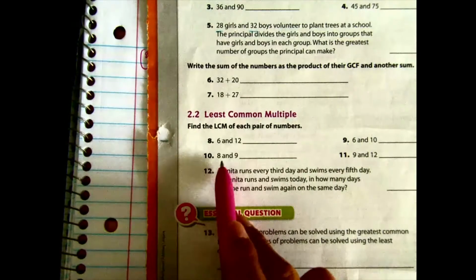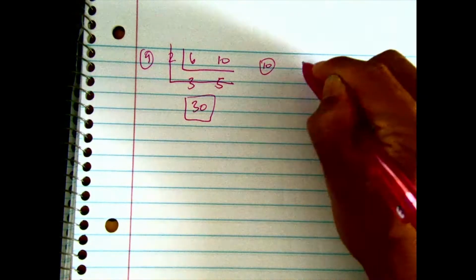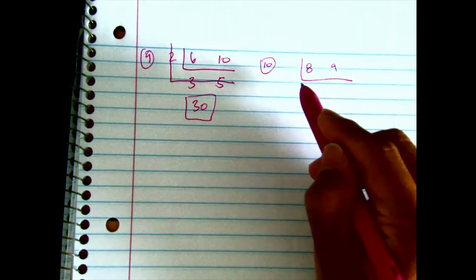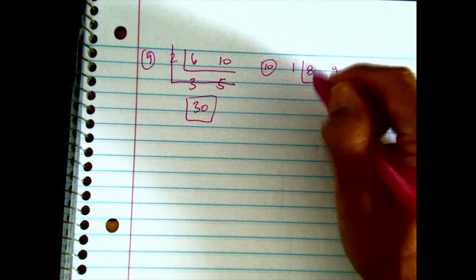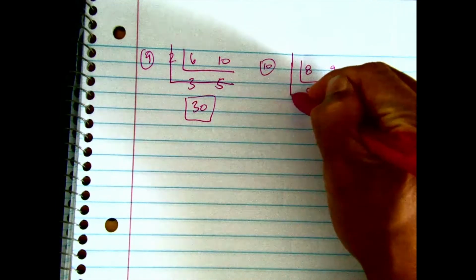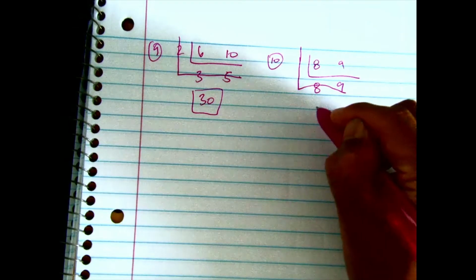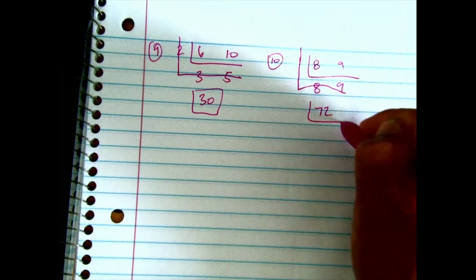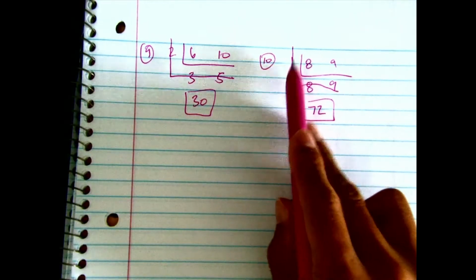Number 10, 8 and 9. You're looking for the LCM of 8 and 9. And I don't think you can divide 8 and 9 by anything except for 1. So basically, draw the L. 1 times 8 times 9. 1 times 8 is 8. 8 times 9 is 72, I believe. Yep. So our LCM is 72. And yes, if you can only pull out 1, there's nothing wrong with that. That is the correct answer.